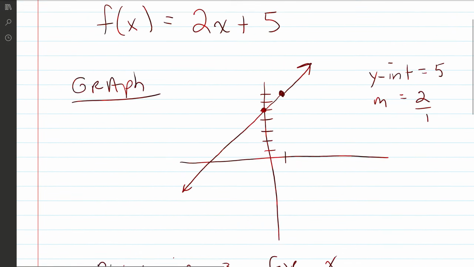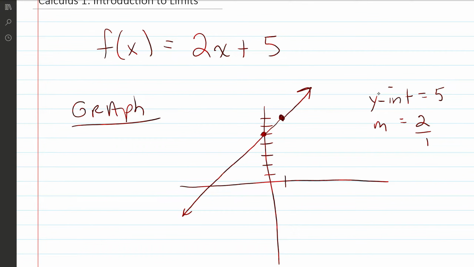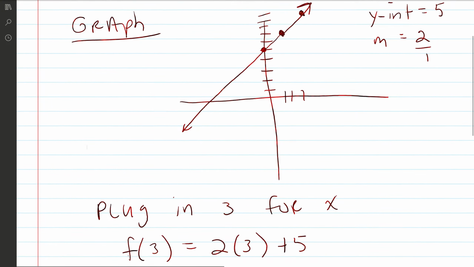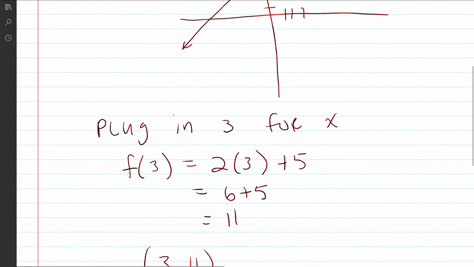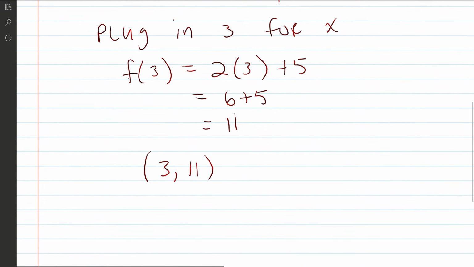So if I were to go back up to it, I would go to 1, 2, 3, and then up 5, 6, 7, 8, 9, 10, 11. So it's about right there somewhere, right? So it lies on that line, (3, 11), on that line of that function f of x. All right, so we did that. Now let's just change our talk just a little.